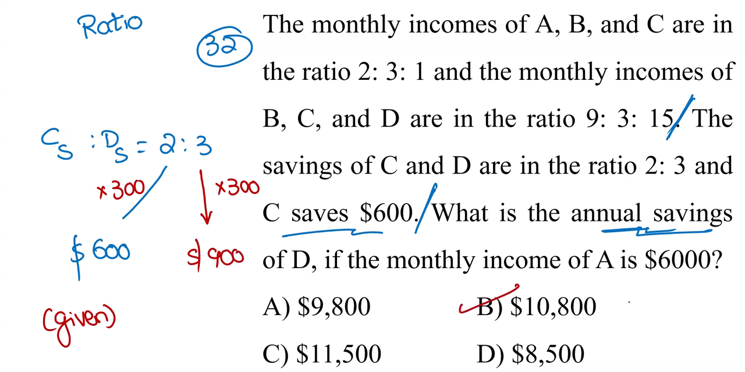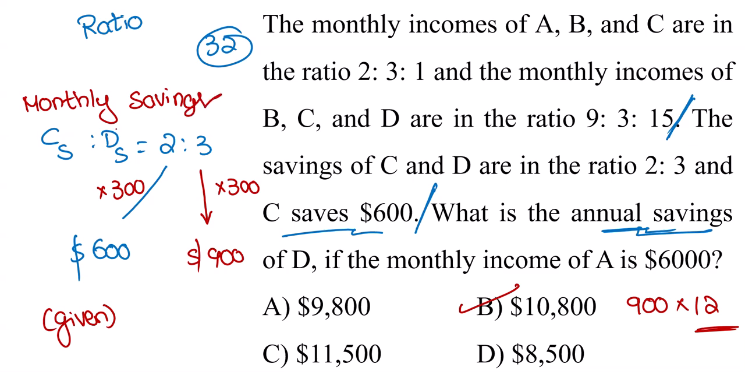I want per year, so into 12. That's it, completed. They are asking for annual savings. This is monthly savings. The question started with monthly. This is all monthly savings. So if you want per year, multiply by 12. That's it. See, simple. Monthly savings, annual savings. They gave information regarding income, but that is not required for this question. You know C savings, D savings. There is a link between C and D. That's sufficient.